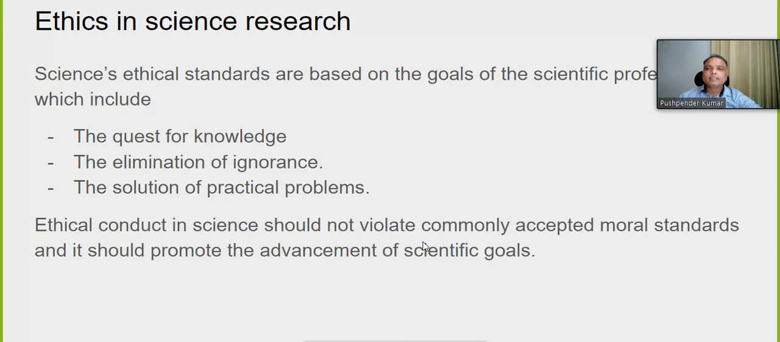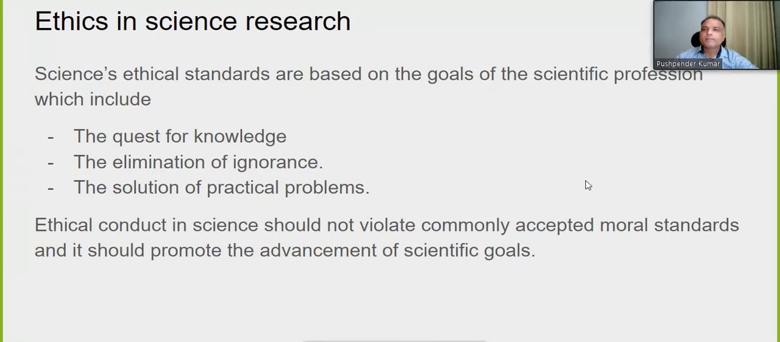So let us move further, and here you can see ethics in science research. Science ethical standards are based on the goals of the scientific profession, which include the quest for knowledge. In science, the first important thing is that we are all hungry to gain more and more knowledge. As a scholar you will have a lot of questions, and when you are knowledgeable, it eliminates our ignorance.